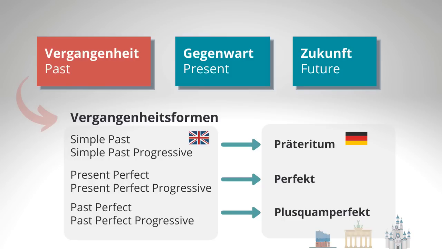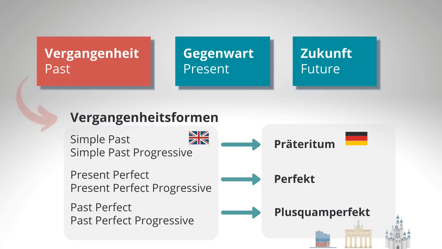Präteritum, Perfekt and Plusquamperfekt. And the cool thing is, they are actually pretty close to the English versions. We use the Präteritum, where you would use the simple past or the simple past progressive. We use the Perfekt, where you would use the present perfect and present perfect progressive. And we use the Plusquamperfekt, where you would use the past perfect and past perfect progressive. So basically the main difference is that we don't have a progressive form. Their formation is also not too far away from their English counterparts. But you will learn more on that in each individual video.